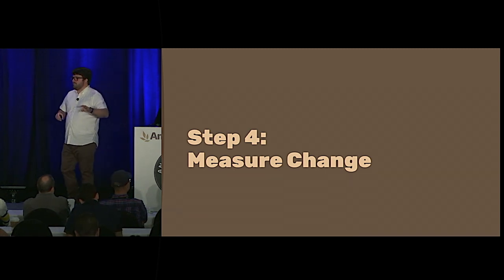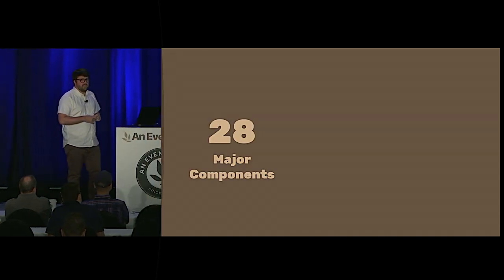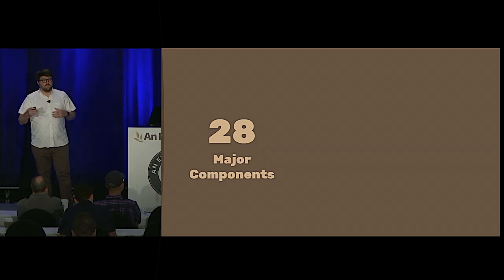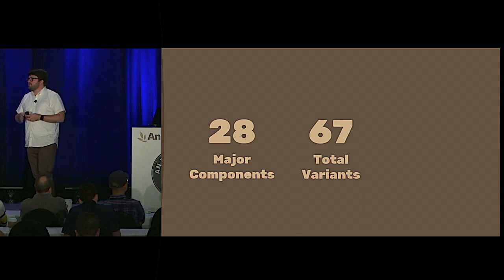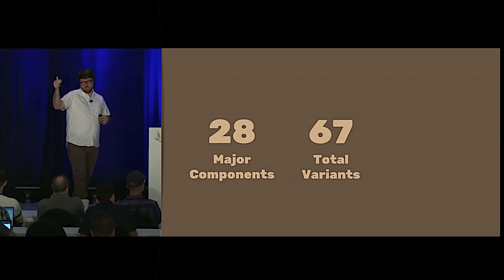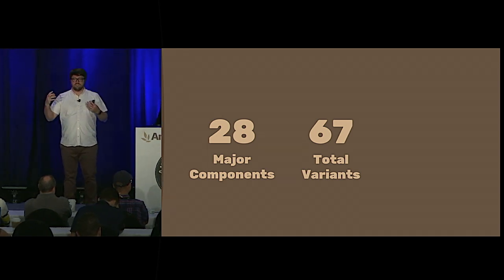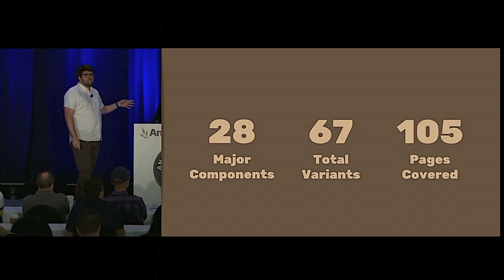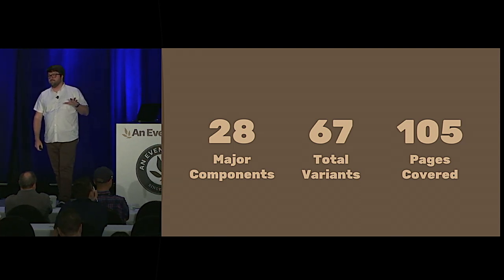And then step 4, after you make your design system and start rolling out pieces of it, measure some change. We ended up with about 28 different components that power the whole site. We ended up with about 67 total variants. So if you think of like an alert success, an alert default, an alert purple, or whatever, they're all the same component. They're just flavored a little bit differently. And then in our design system, we built out 105 pages of the site.